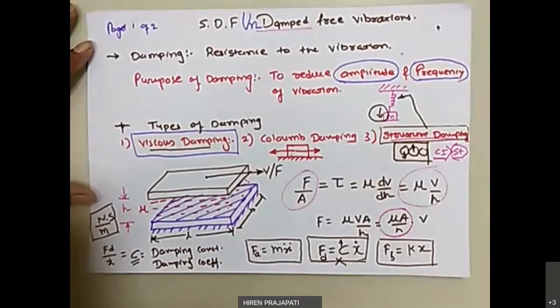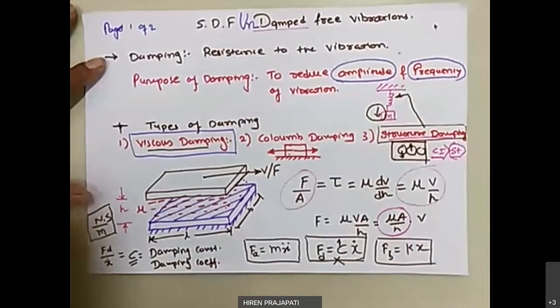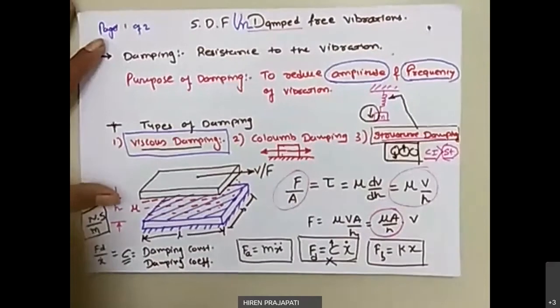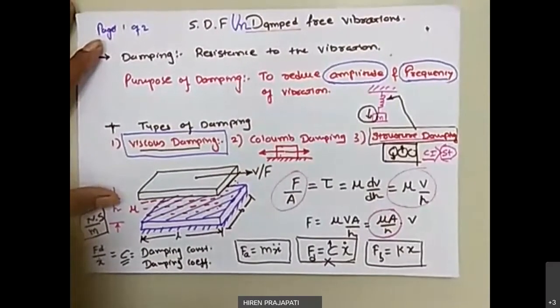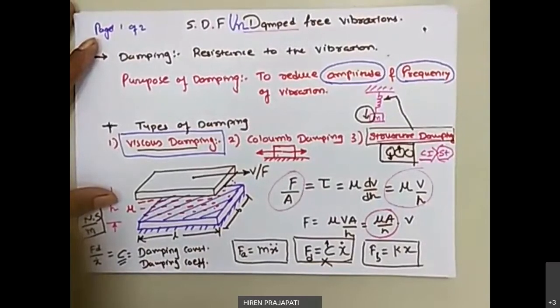Then we discussed different types of damping. We discussed three types: viscous, Coulomb, and structural damping. In general, structural damping is the property of the material itself. Each and every material has its own damping property, and that is why we discussed that cast iron is the best structural material for a machine tool compared to steel. The reason is cast iron gives good damping property, right?